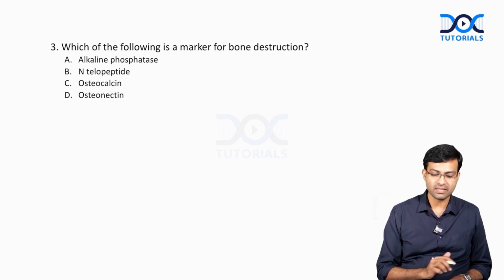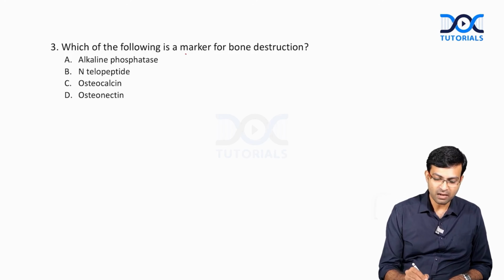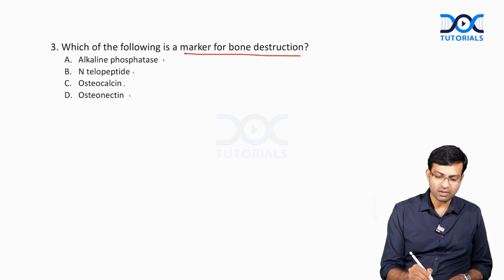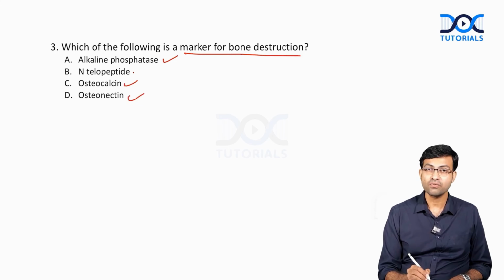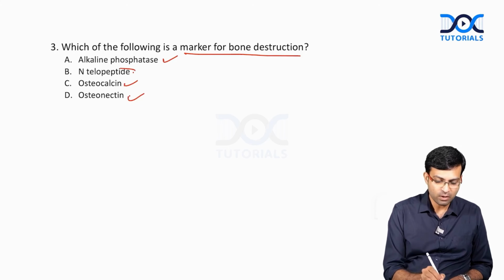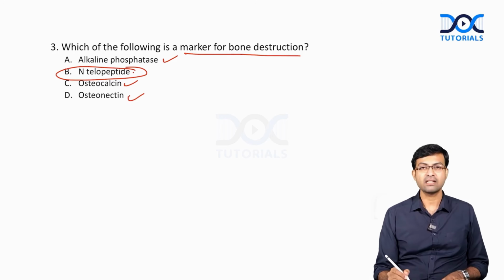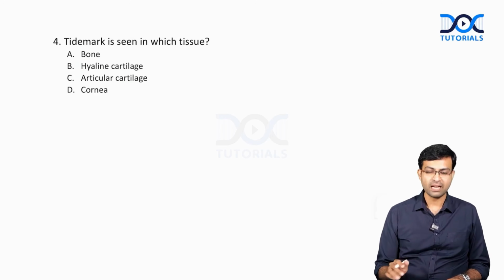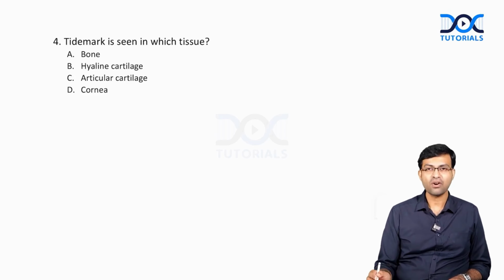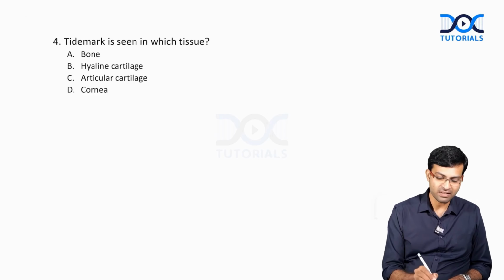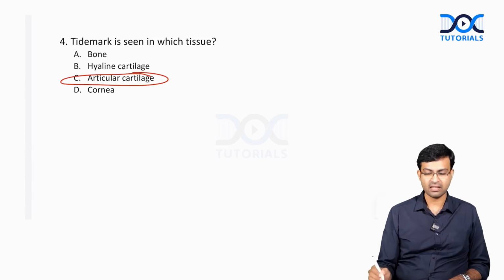Let's look at the third question. Which of the following is a marker for bone destruction? Alkaline phosphatase, N-telopeptide, osteocalcin, osteonectin. What is the answer here? Alkaline phosphatase, osteocalcin and osteonectin are all markers for bone formation. N-telopeptide is the answer here. It is the marker for bone destruction. Final question. Tide mark is seen where? Bone, hyaline cartilage, articular cartilage, cornea. What is the answer? Yes, the tide mark is seen in articular cartilage. That is the answer.